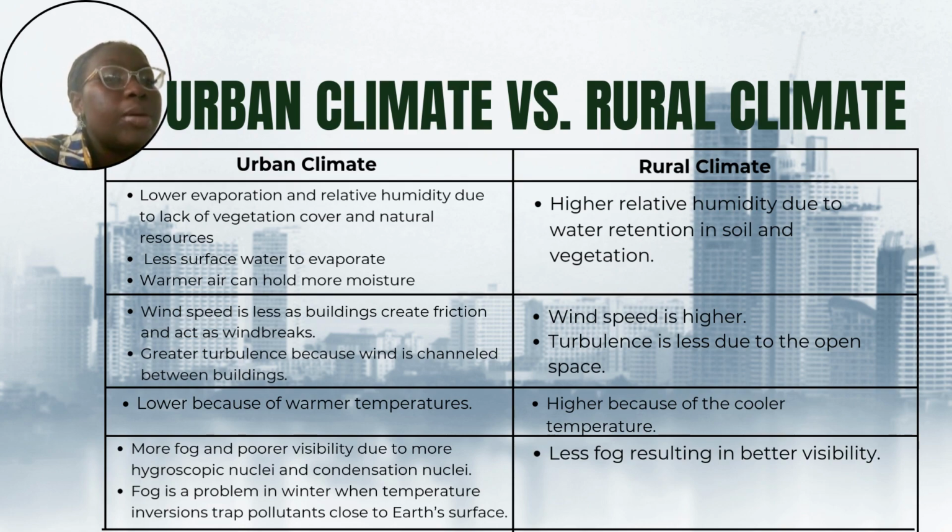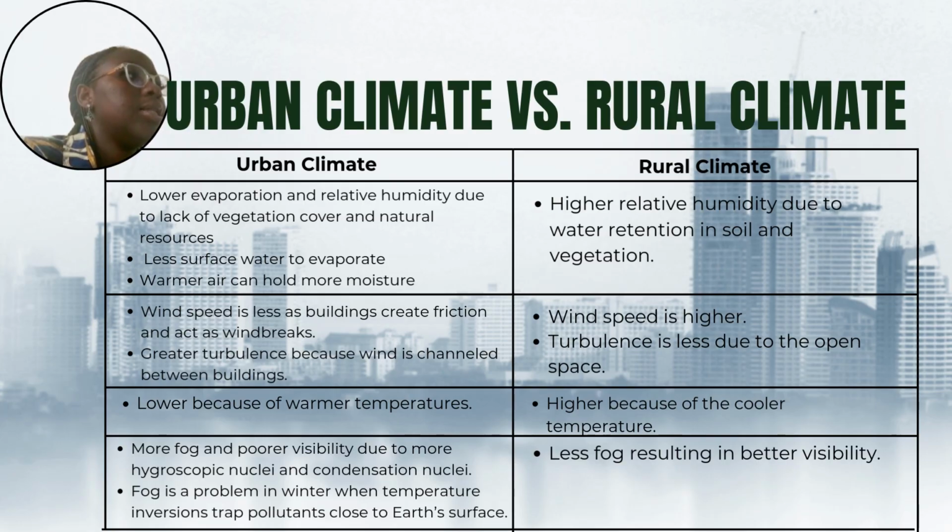We also have greater turbulence, right, because the wind is channeled between the buildings, as opposed to rural climate where the wind speed is higher. The turbulence is less due to the open space, and then air pressure is lower because of warmer temperatures in the urban climate, and it's therefore higher because of the cooler temperature in rural climate.